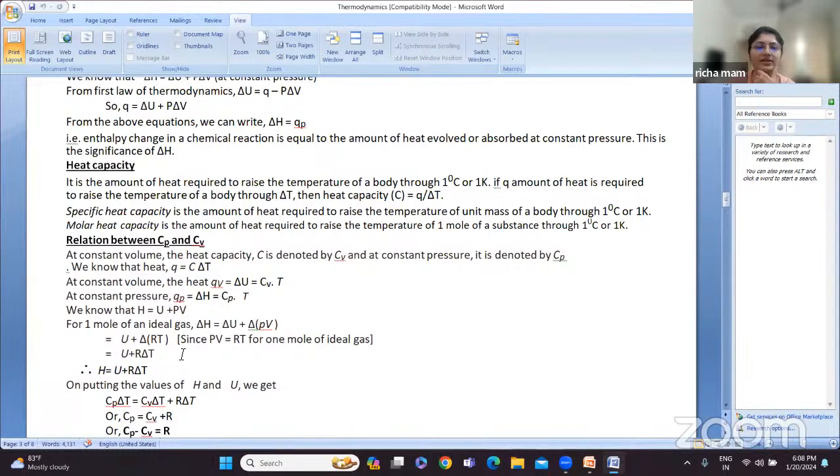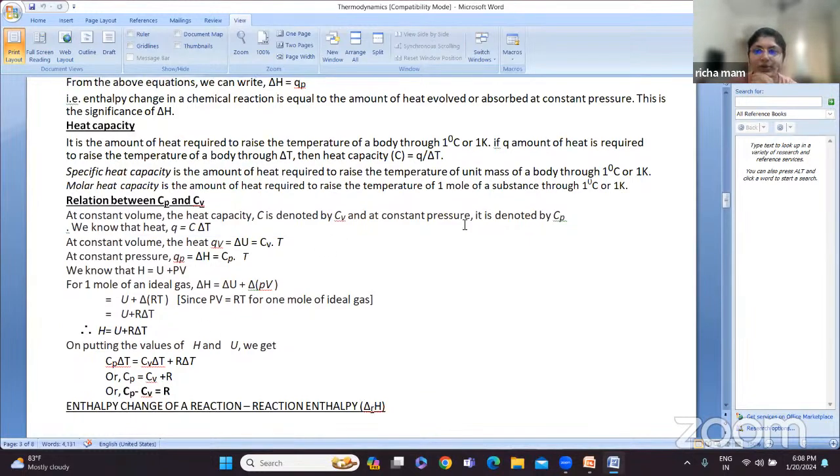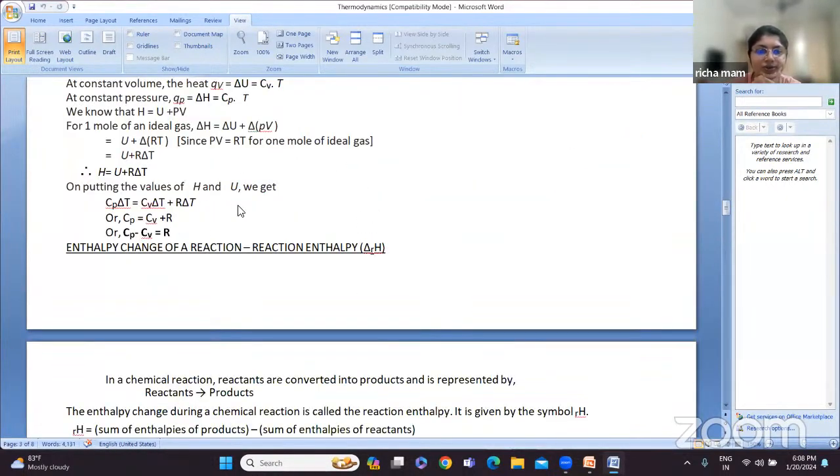Okay, so we have seen the relation between CP and CV. So we'll see the equation only. We are not going to go through the depth of the equations. Just we are going to see the last equation. We are not going to solve it.